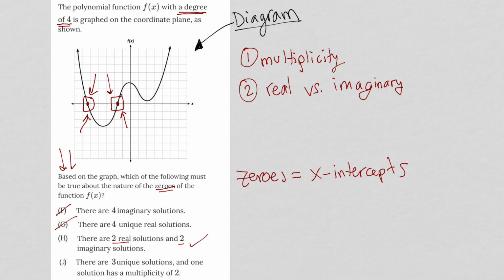And then choice J, there are 3 unique solutions. I don't know if that's the case. 3 unique solutions and 1 solution. Oh, I see. 3 unique solutions and 1 solution has a multiplicity of 2. Well, that breaks the rule that this is a degree of 4. If this is a degree of 4, we should have 4 solutions. They don't all have to be unique, by the way, though. So, either way, there are not 3 unique solutions here. I don't know what a third solution would be given this graph. So I'm going to say that choice H is the best answer out of these options.